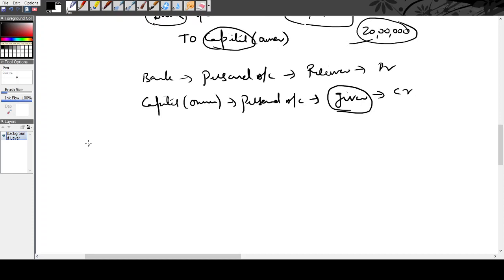Let us go to the next transaction. The owner introduces his land worth rupees 10 lakhs.